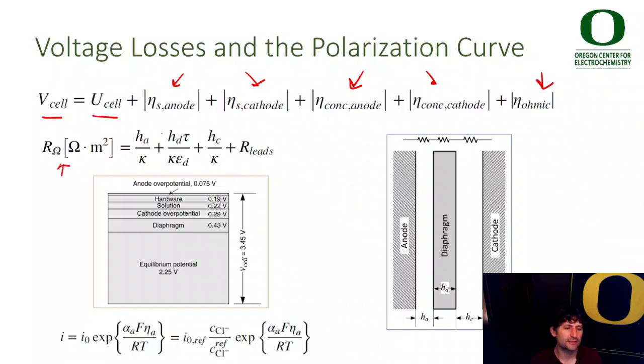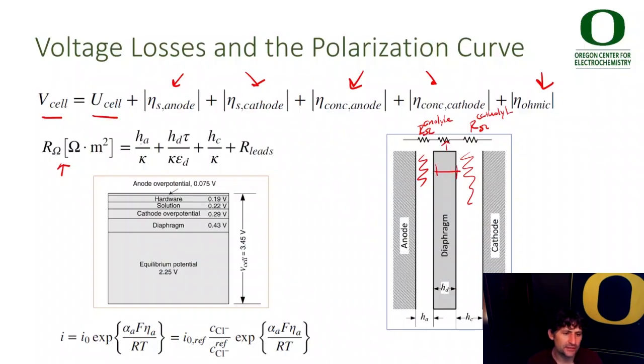The ohmic losses can be written as follows. These are the ohmic losses in the electrolyte shown here on the right. You have R ohmic in the anolyte. You have R ohmic in the catholyte. That's these regions here, catholyte, anolyte. And then you have R ohmic here in the middle for the electrolyte that has to flow through the diaphragm.